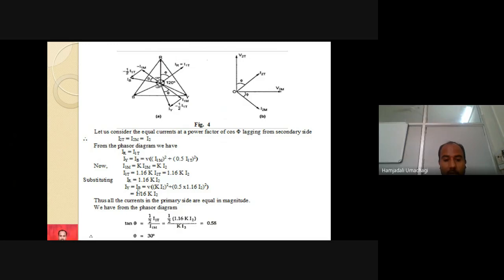Similarly, what is IY equal to IB? IY equal to IB is equal to the square root of I1m square plus half of I1t whole square. What is the value of I1m here? I1m is nothing but k times of I2, plus I1t, which is 1.16 k I2, whole square. After simplifying this expression, we once again get IY equal to IB is equal to 1.16 k times of I2. Now compare the expressions for IR, IY, IB. IR is 1.16 k I2. Similarly, IY equal to IB is equal to 1.16 k times of I2.